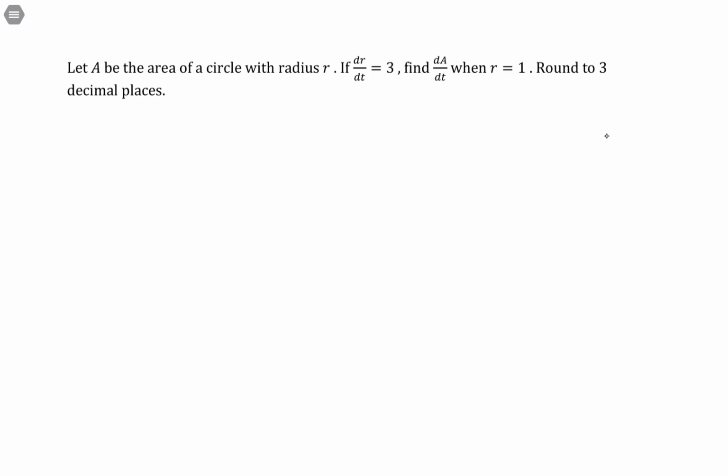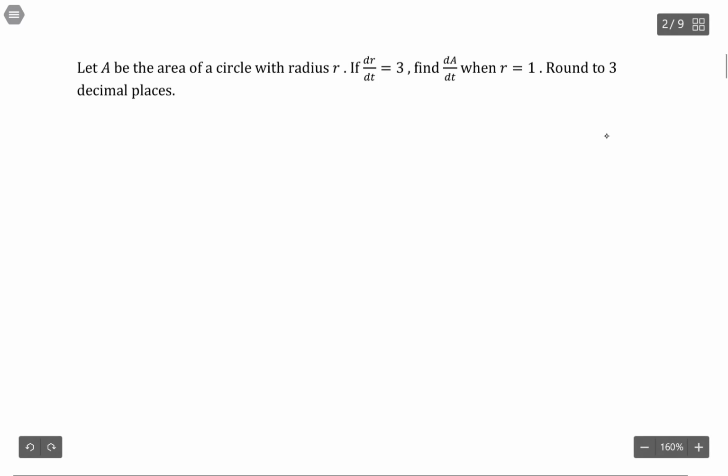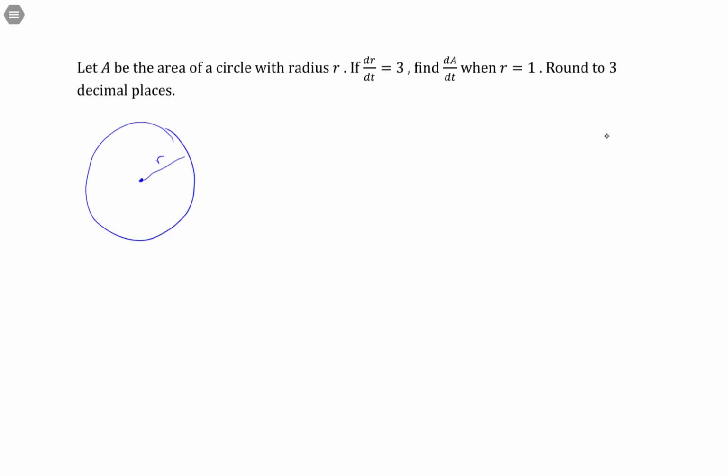Okay, so we have a circle, and this circle has a radius of r. So nice little circle here. Centers are generally useful, and radius is r. If dr/dt equals 3, that's a piece of information that's going to be useful. Find dA/dt, so that's missing, I'll just put a question mark for it, and we have r equals 1. Okay, so not a lot of information given here, but there is actually enough to figure this out.